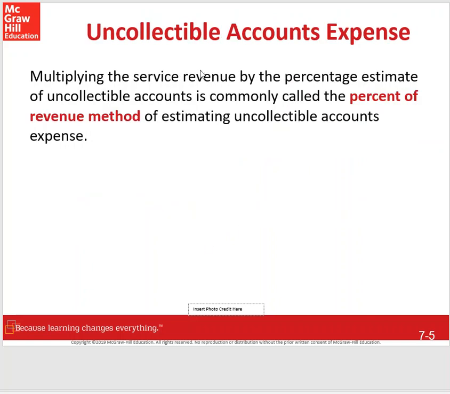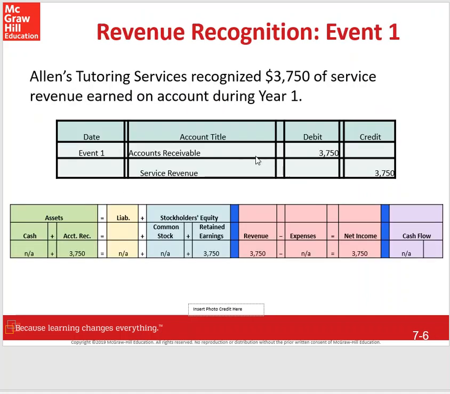So we have two techniques within the allowance method. The first one that we're going to look at, and the one that we'll probably use the most, is the percent of revenue method. And it's actually the easiest of the two. All we're going to do is multiply our revenue, in this case service revenue, by the percentage estimate of uncollectible accounts, and that's called the percent of revenue method. So we'll take a look at that as we look at Allen's Tutoring Services.